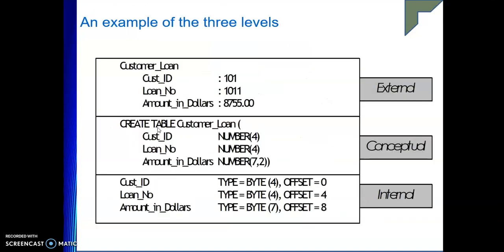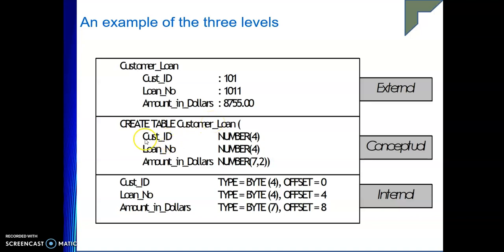More precisely, let's see an example of the three levels. As an external user, I'm looking at a customer who is taking a loan. I can see the customer having an ID, the loan having an ID, and the dollar amount taken. So this is my external view. The customer has ID 101, loan number 1011, amount in dollars 876. But in the conceptual view, I see customer loan itself as a table.